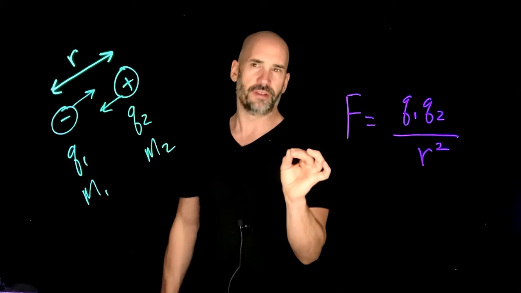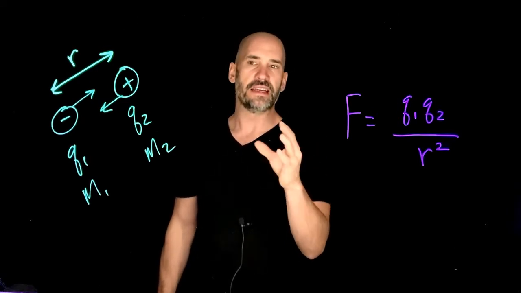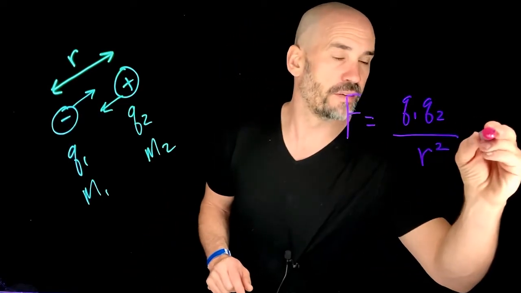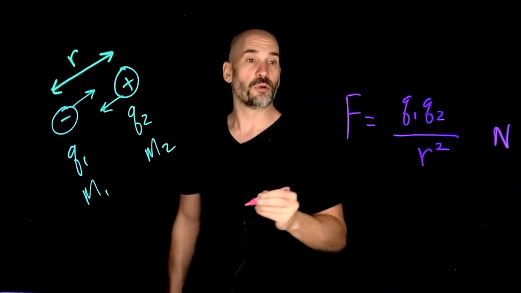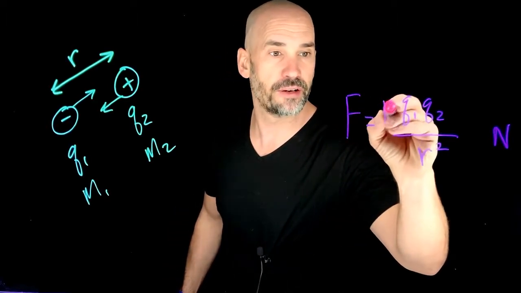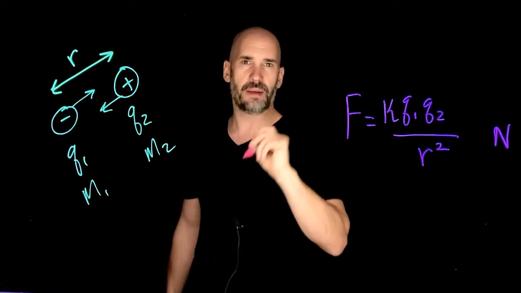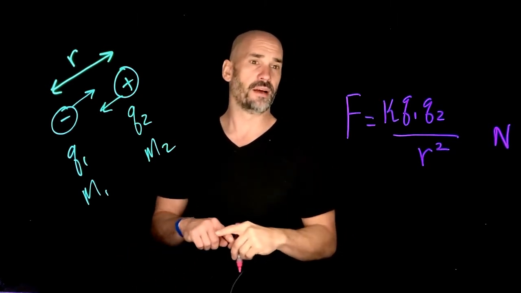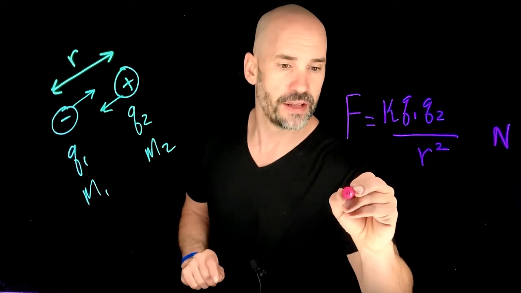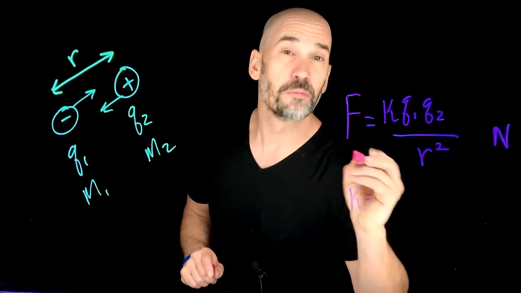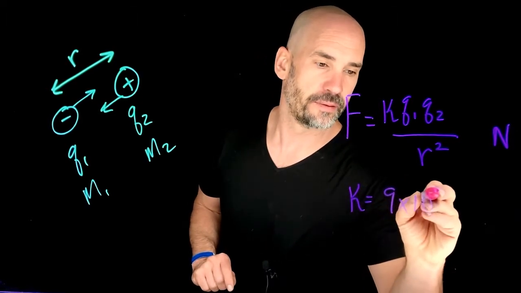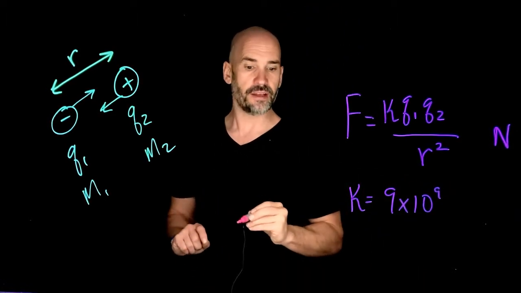There's one thing missing, though. And that one thing is a constant that makes this have the units of newtons. Remember, we want newtons, right? So in order for this to have the units of newtons, we put some constant K out in front. There's a couple of different names for it: Coulomb's constant, the electric constant, but we're going to call it just K, right? And K has a value that's really easy to remember. You ready for this? 9 times 10 to the 9.